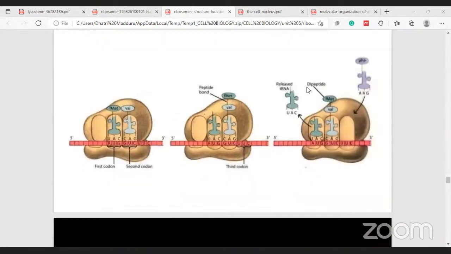So the energy is required, right? So here, see AUG. So this first fMet is there, no? So this tRNA is shifted to here, and another tRNA comes, and this growing chain will be added to this tRNA. Okay, then another tRNA will come.